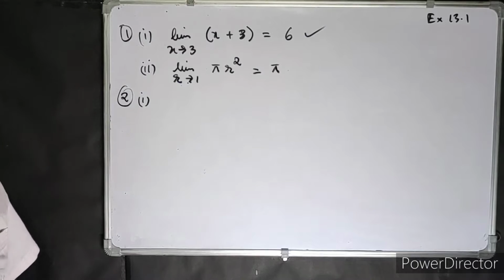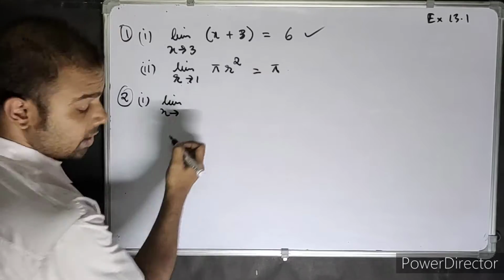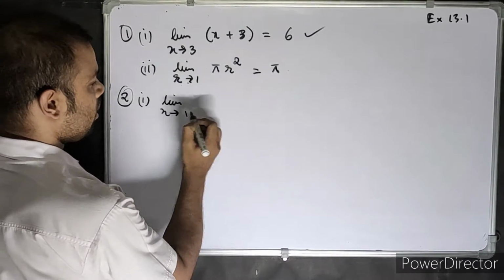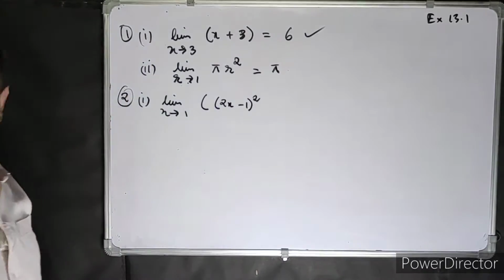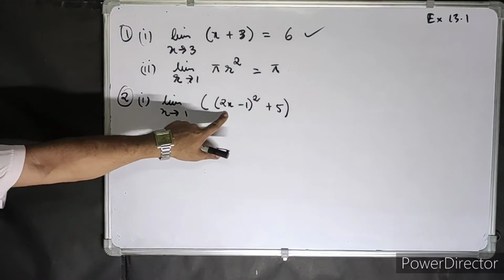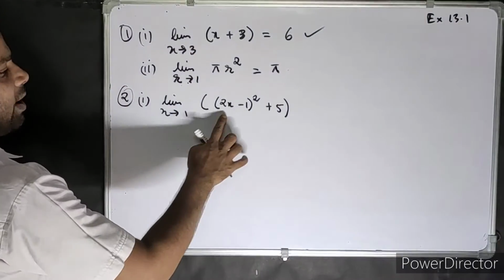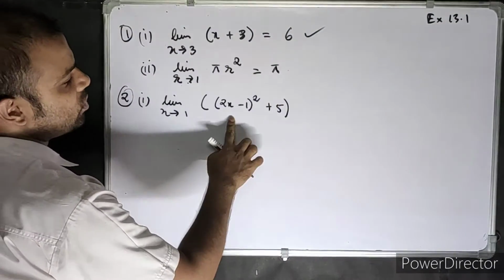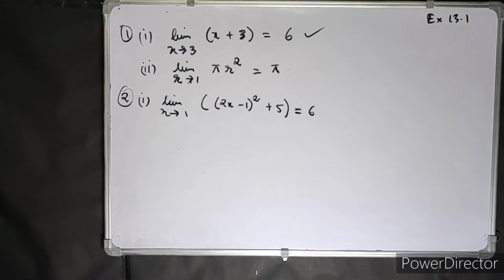2 part 1. What's 2 part 1? 2 part 1 is this. Limit x tends to 1, bracket, 2x minus 1 whole square plus 5. Very easy question. Put the value. 2 minus 1 is 1. 1 square is 1 only. 1 plus 5 is 6. Let's check this answer. Although it is a very easy question, we can still check the answer.